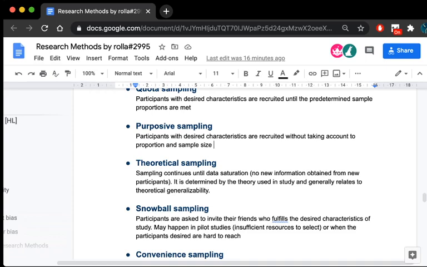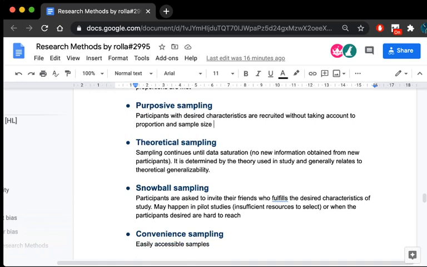And there's also theoretical sampling. So basically, keep on trying to collect data, as much data as possible, until there's no new information obtained from new participants. This usually depends on the theory used in the study, and generally relates to theoretical generalizability.